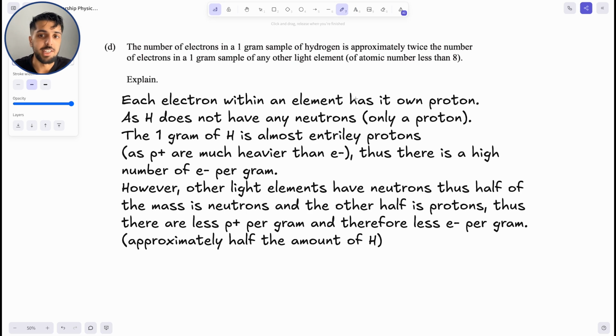Each electron within an element has its own proton. As H does not have any neutrons, only a proton, the 1 gram sample of hydrogen is almost entirely protons, as protons are much heavier than electrons. Thus, there is a high number of protons and therefore a high number of electrons per gram. However, other light elements have neutrons, thus half of their mass is neutrons and the other half is protons, because neutrons and protons are approximately the same weight. Thus, there are fewer protons per gram and therefore fewer electrons per gram.